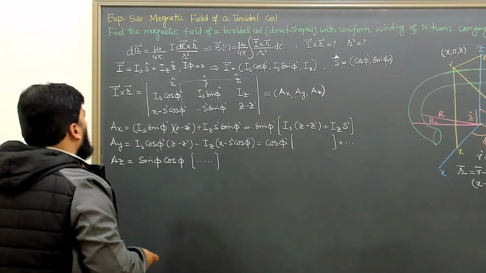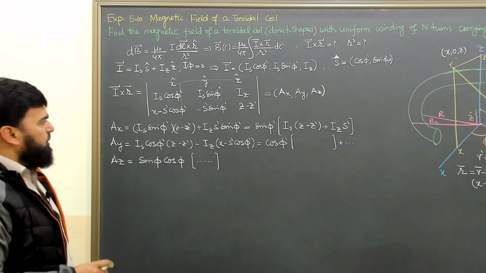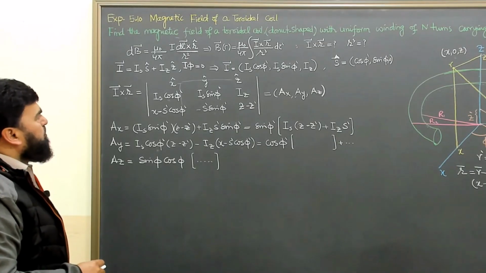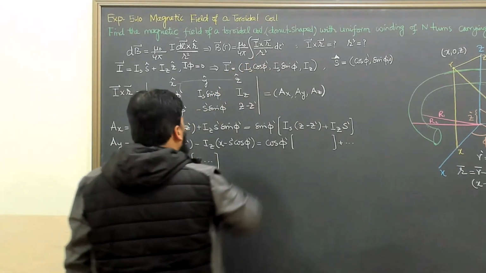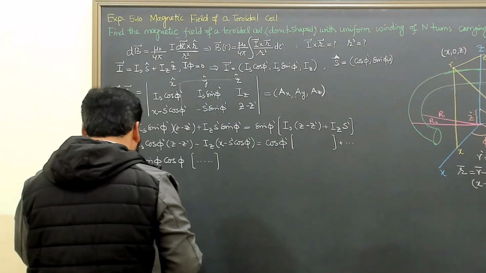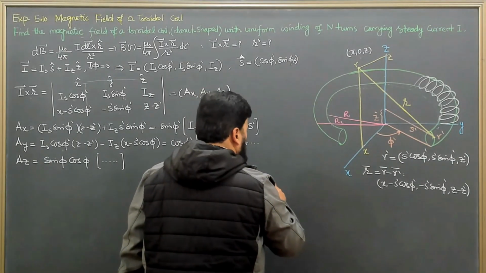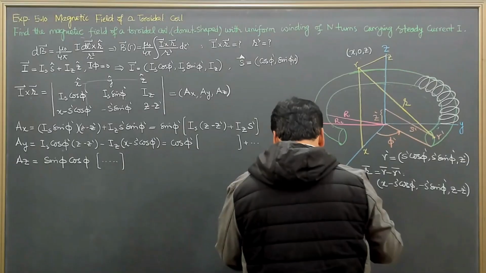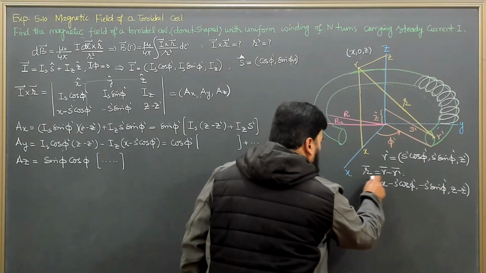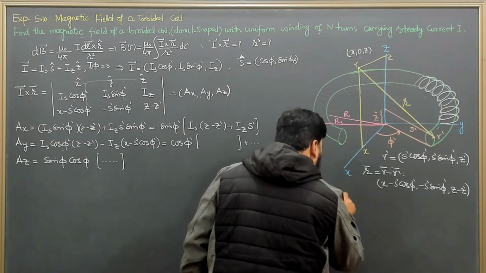As we have found the AX, AY and AZ components here, now it is time to find out the R cube components. So now look here to the R cube components. So here, let me do it here. What about R cube? Here is R. So what about R cube here?